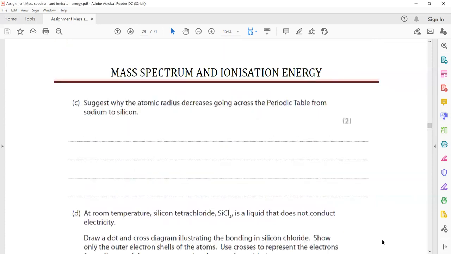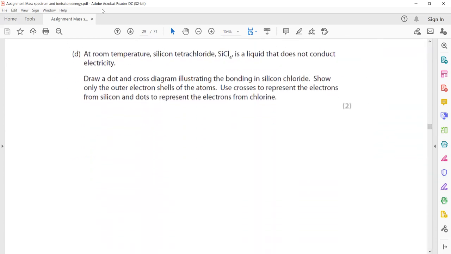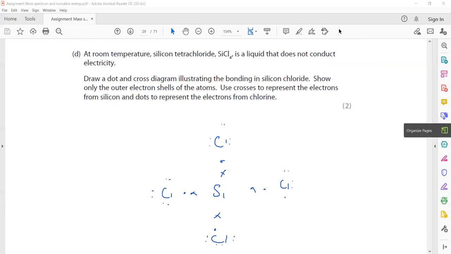Then we have to draw a dot and cross diagram of silicon tetrachloride. So silicon belongs to group 4, so it will share 4 electrons. Chlorine belongs to group 7, so it will share 1 electron. And the unshared electrons on silicon: no unshared electrons, as it belongs to group 4, so it shares all 4, whereas chlorine shares 1 and unshared will be 6 electrons.